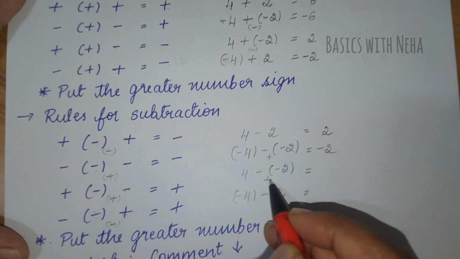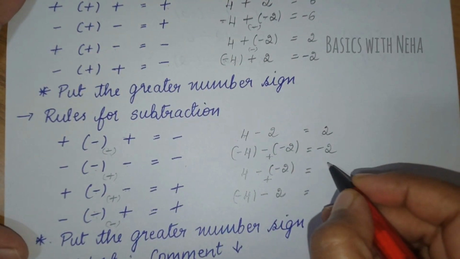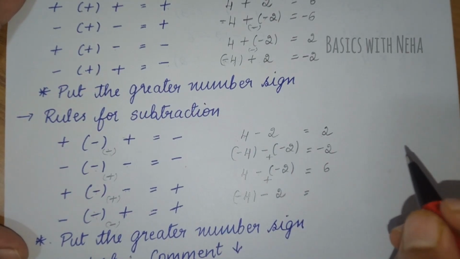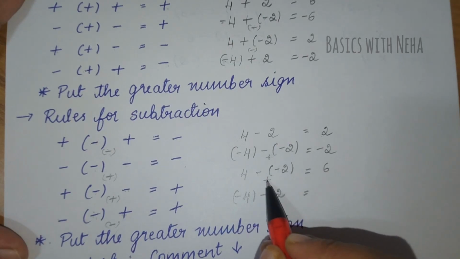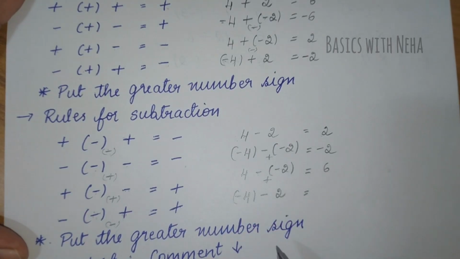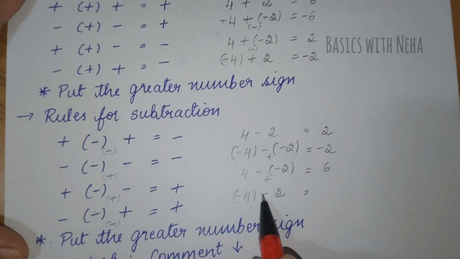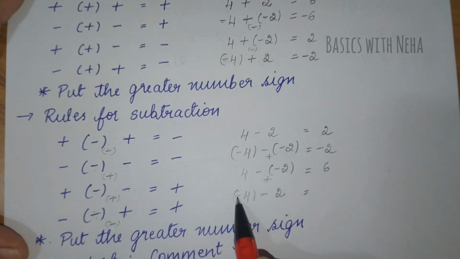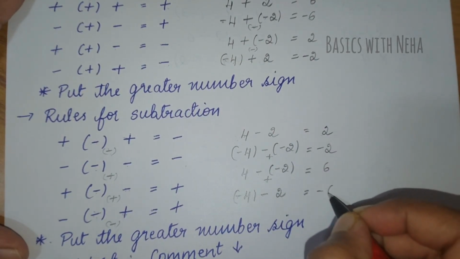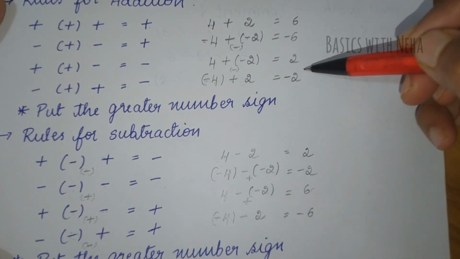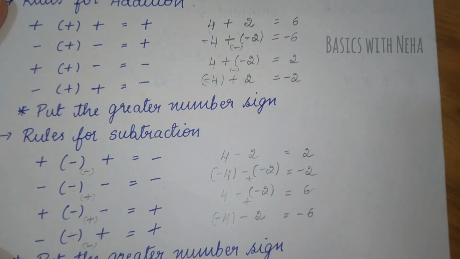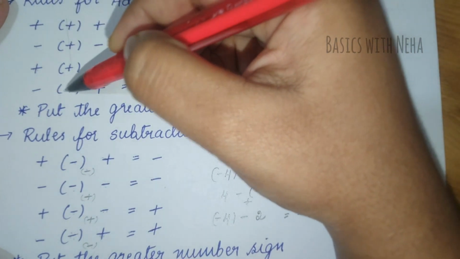Minus minus is plus. Now 4 plus 2 is 6. Why is it 6? It is because we have to multiply these two signs. Minus minus is plus, plus plus is plus. Now I have to minus. So it's very clear. Plus minus is minus. I have to minus these two. Minus minus is plus. I have to plus this but put the greater number sign, which will ideally be minus 6. If you just look at these two, they are one and the same. So ideally you should not worry about the sign in between.